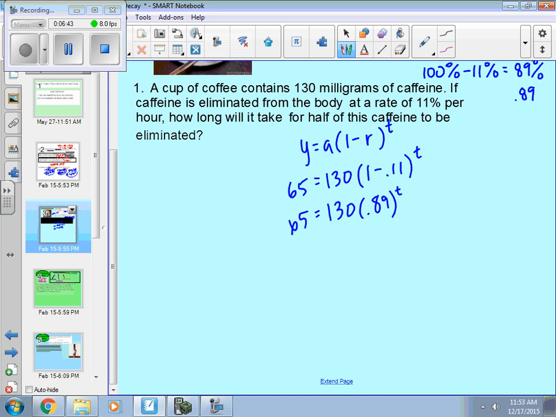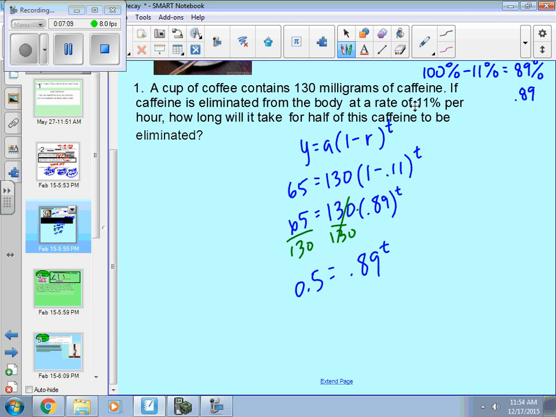All right, to solve this, we can't multiply the 130 and the 0.89 because the 0.89 has that exponent. We've got to do exponents before we multiply. So instead of multiplying here, we're going to have to do the opposite and divide by 130. So that's the first step in solving. On this side now, this is going to equal 0.5.